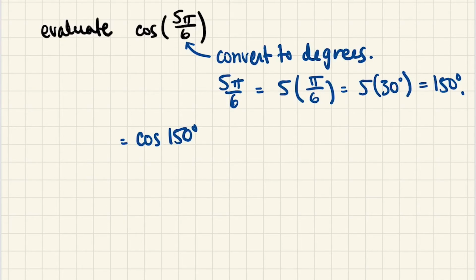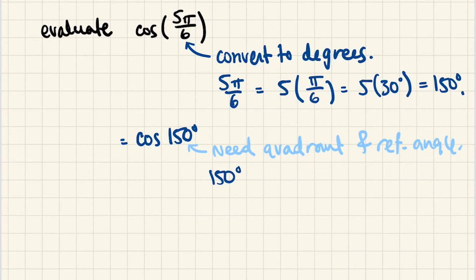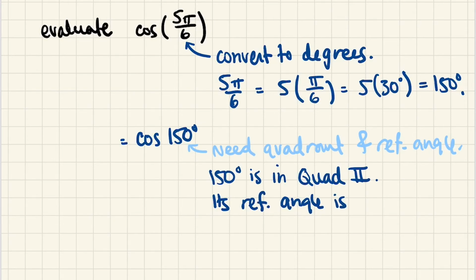All right, well, now we're going to need a reference angle. So 150 degrees is in the 2nd quadrant, and its reference angle would be 180 minus 150, which is 30 degrees. Okay, but we could have predicted that when we were converting this over, because pi over 6 is 30 degrees.